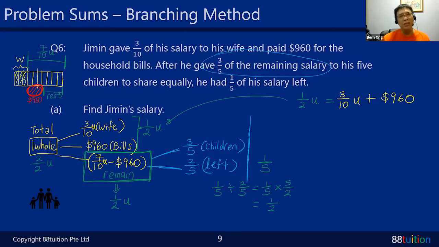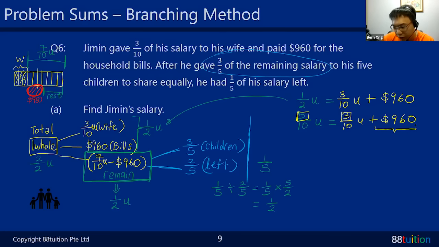But over 10 and over 2, very hard to compare. Okay, correct. So what you do? You change the half unit to 5 over 10 units. Easier to compare now? 3 over 10 units plus 960. So now what do you see? On the left, there are 5 units. On the right down here, only 3 units. So this portion, how do I balance it?